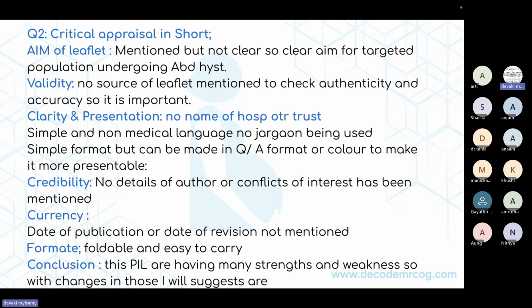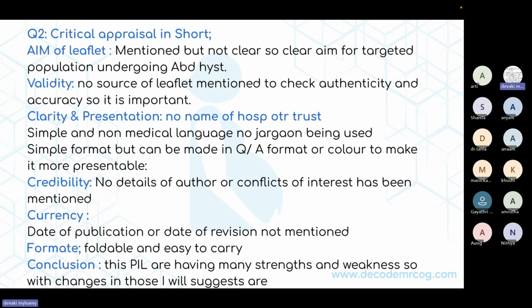Clarity and presentation. Clarity and presentation is basically the overall presentation, which means the language, whether it is simple language, free of jargon, and clear. It is a very simple presentation which you can make more eye catching by using more colors and more pictures. A question and answer format can be used, in multiple colors, multilingual. A simple presentation can also be eye catching. The language here is non-medical and there are no jargons being used.